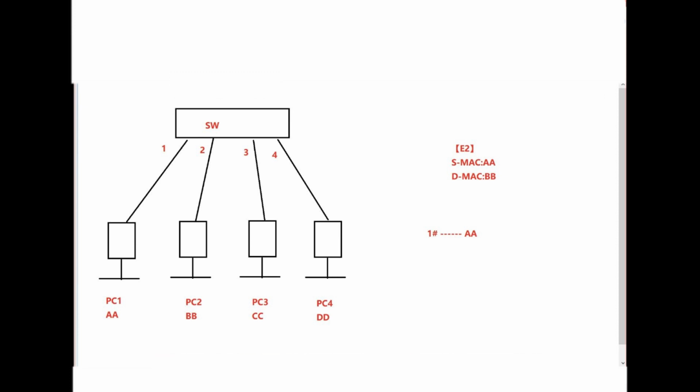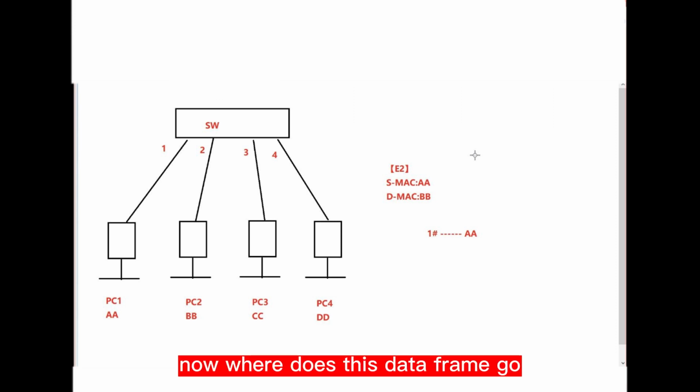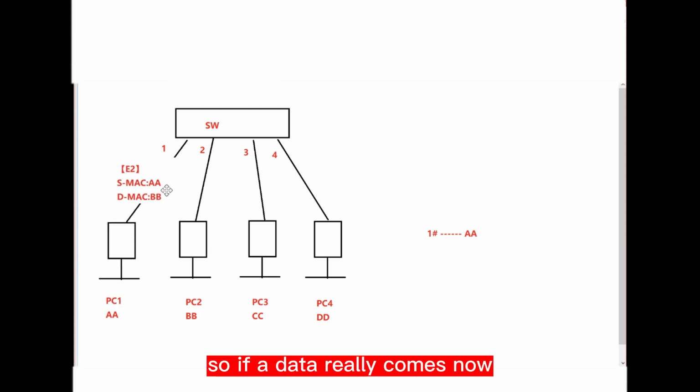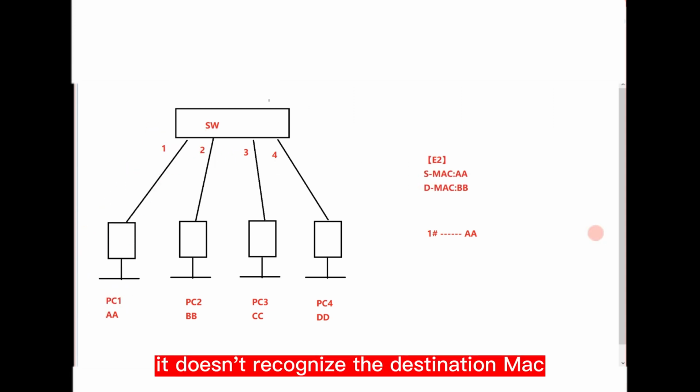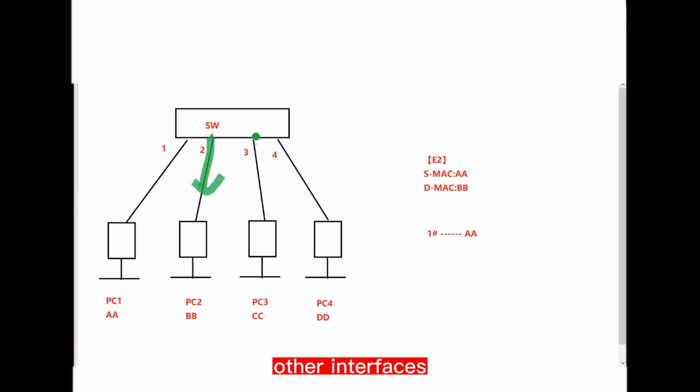What if you don't know? Now it's going to BB, but the table doesn't have BB. Then what should we do? If the switch has no such entry, it is an unknown unicast data frame. Where does this data frame go? It doesn't recognize the destination MAC. So now it will perform flooding. If data really comes and it doesn't recognize the destination MAC, it will perform flooding. The action of flooding is to send a copy out of all other interfaces.